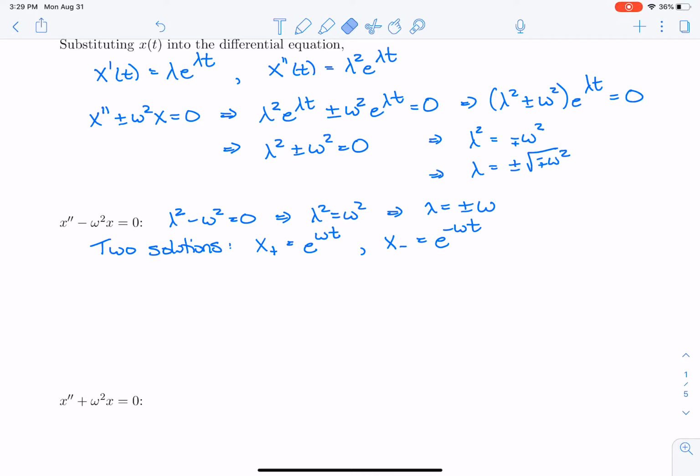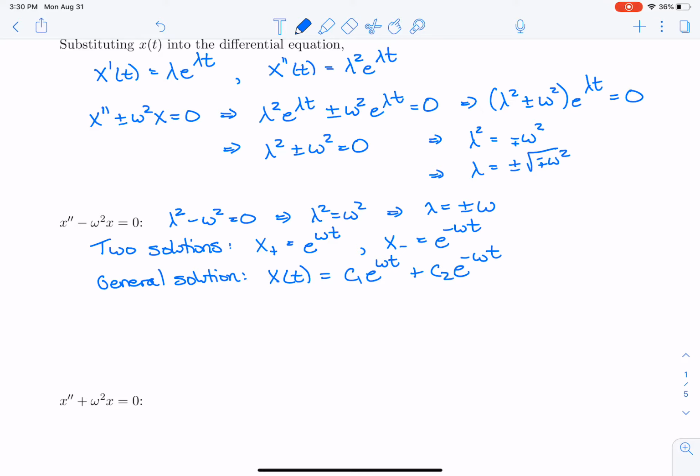So the question is, which one should we choose? And the answer is, to come up with a general solution, we should actually take a linear combination of both. x of t should be a constant multiple of e to the omega t plus another constant multiple of e to the minus omega t. Now, the reason why we want to take a linear combination of these two solutions will become more clear when we look at it in the next video. But for now, take it on faith that that is the general solution.